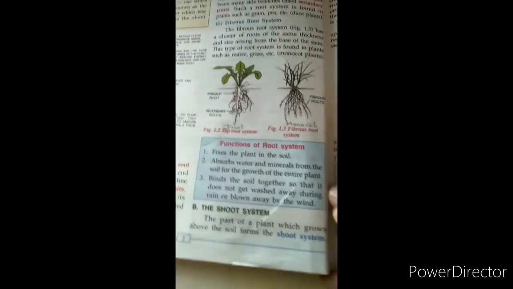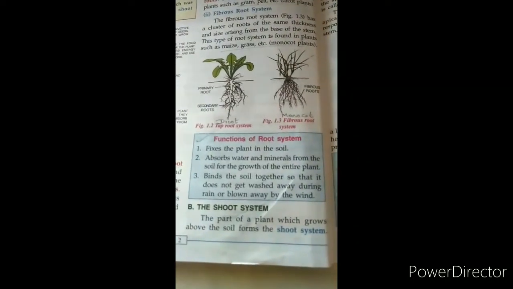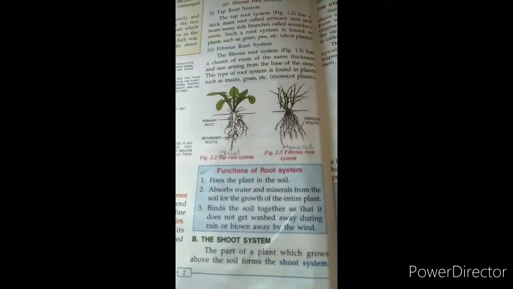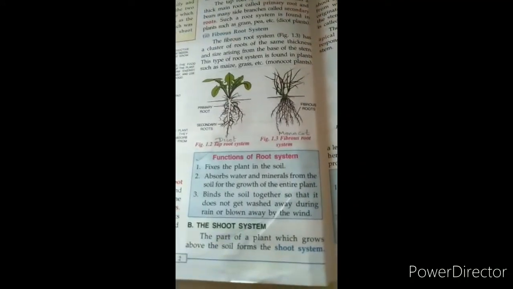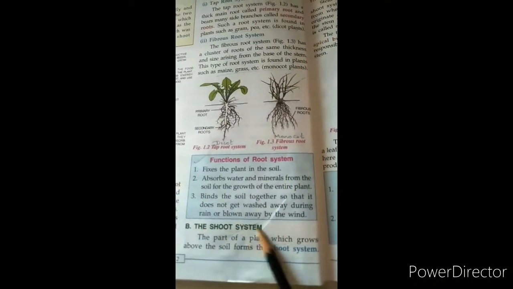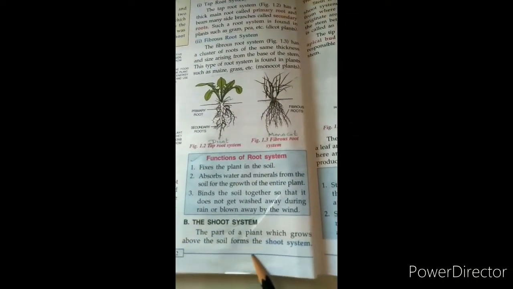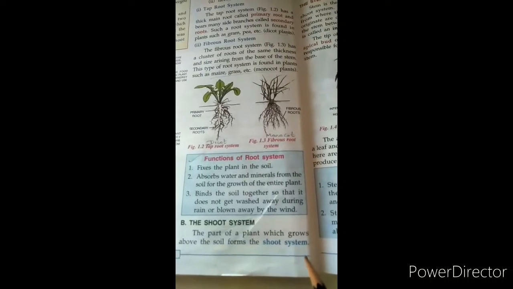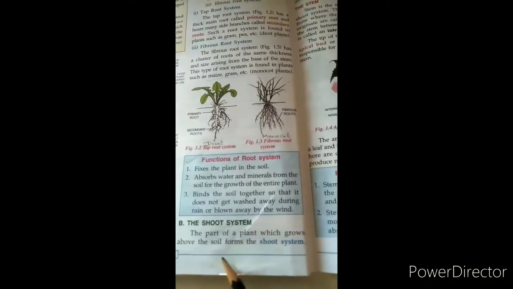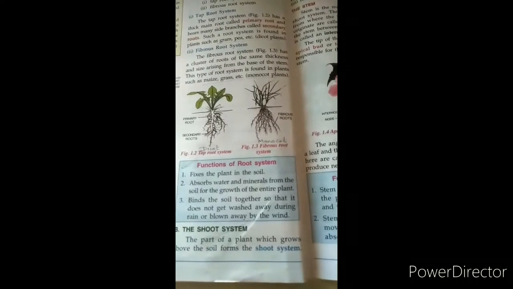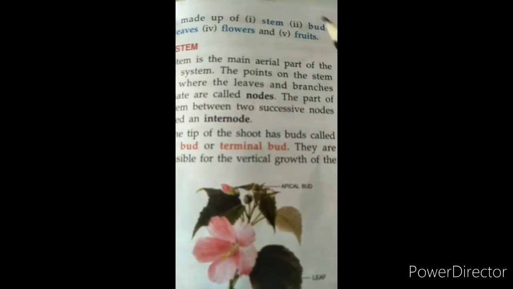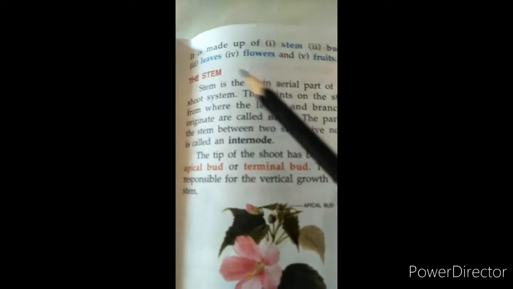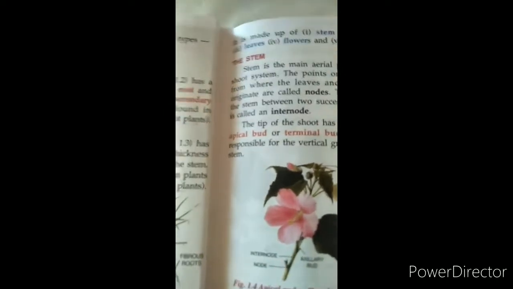Okay, now we go to the shoot system. The shoot system deals with the part of the plant which grows above the soil, and this forms the shoot system, which is made up of stem, buds, leaves, flowers and fruits. I hope it is extremely clear. Leaves, flowers, fruits, stem and bud. So these make the shoot system.